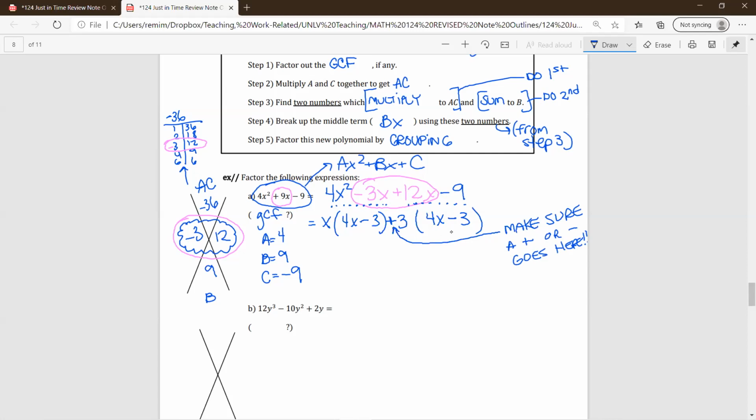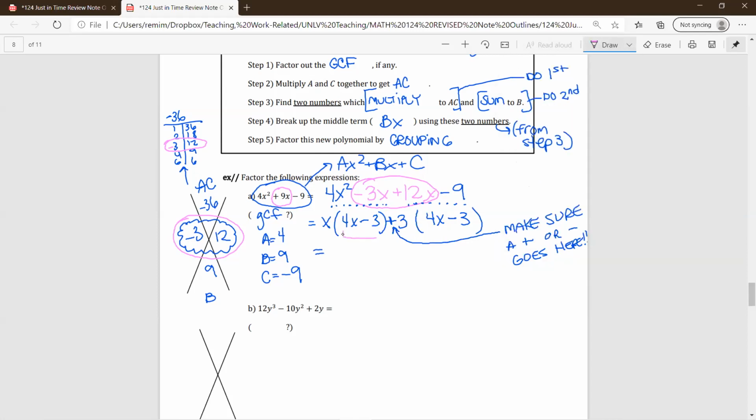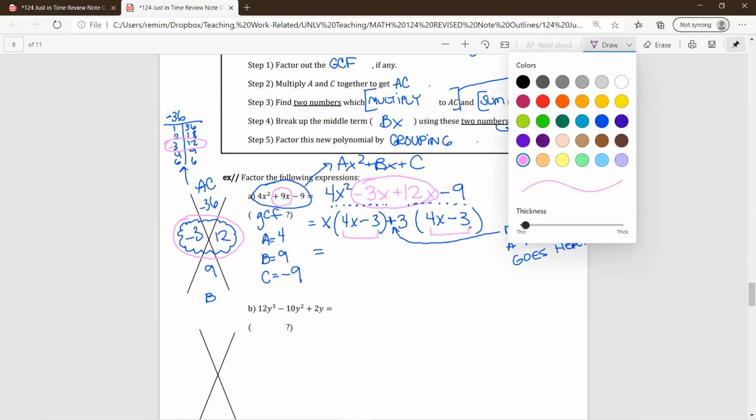All right, now we are on the part where we have the leftover parts. So here's a leftover part and here's a leftover part. Are they the same?